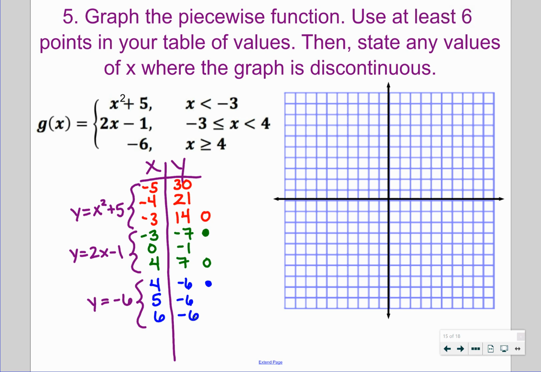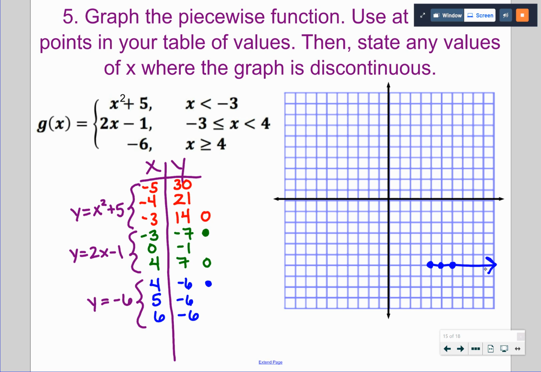So I'm going to start by graphing that one. 4, negative 6 is a solid point. 5, negative 6, 6, negative 6, and that was defined for values greater than 4. So I'm going to start at my point 4, and am I going to go left or right to extend this line? If it's greater than, which way do we go? To the right.